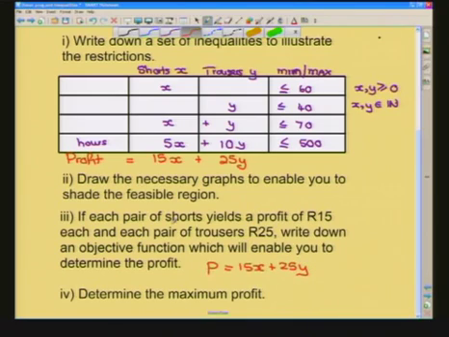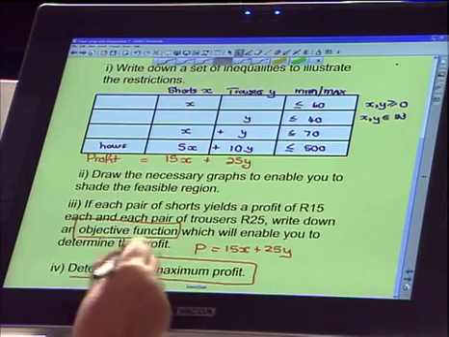Now, that is what they asked in this question. They asked you to find the objective function. In other words, to find the equation that you would use to maximize or minimize your profits. And that comes from what the shorts or trousers are selling at and what sort of profit you're making. So right, now once we've done that, they say determine the maximum profit.